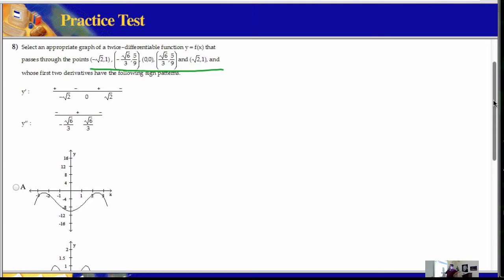So right here, it goes from positive or increasing to decreasing. So this is a max at the square root of 2. Here it goes from decreasing to increasing, so we've got a min, and then here we've got a max. Alright, so I'm going to sketch it over here to the side.